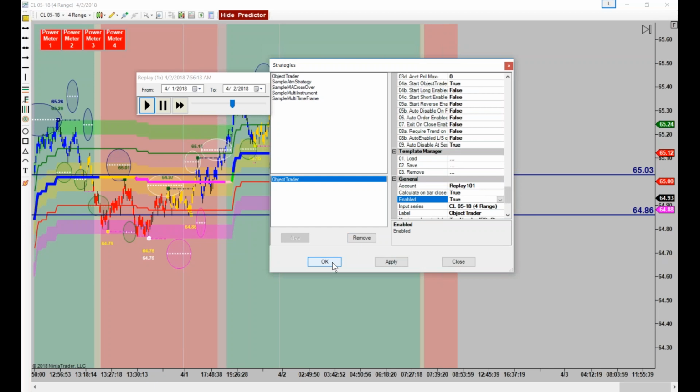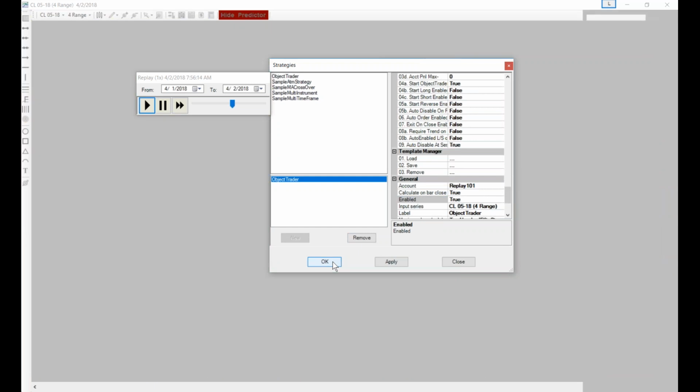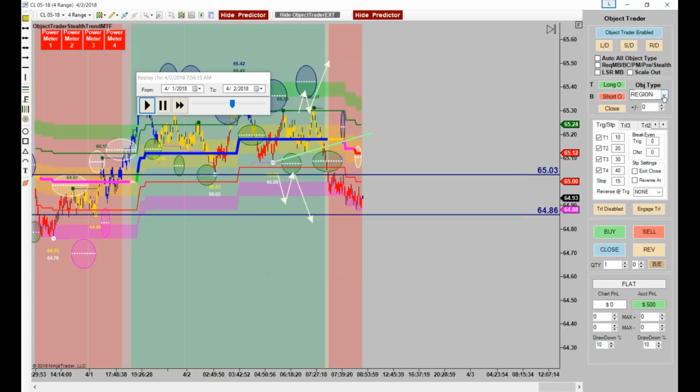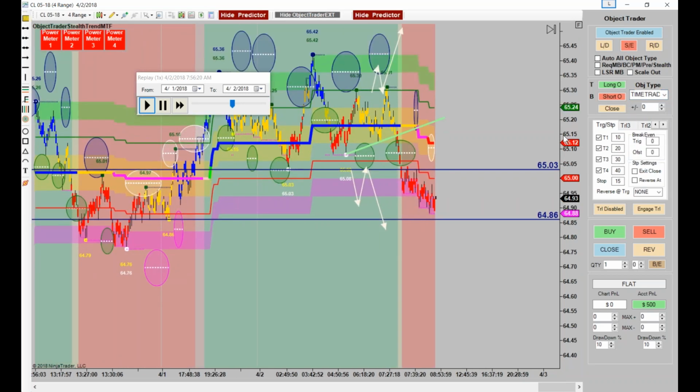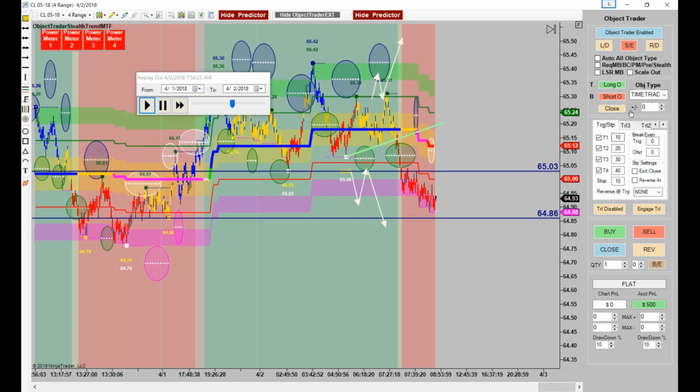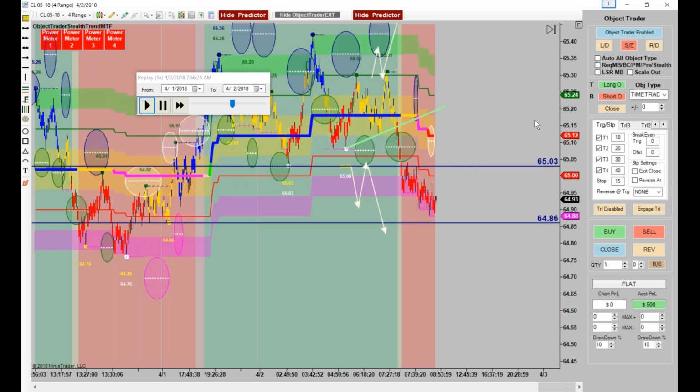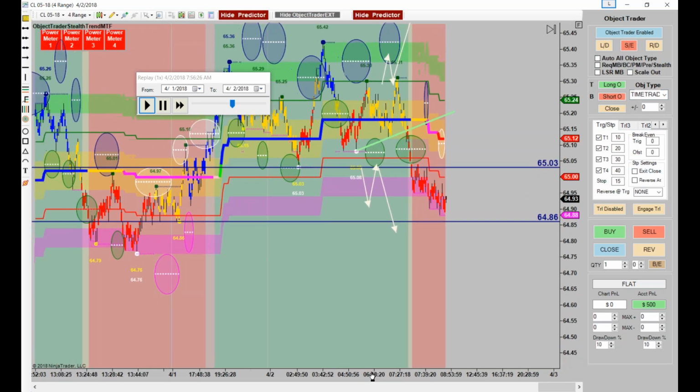Turn this on true, and we'll turn on time trader. We're looking for shorts, right? Now we could turn it on both ways, but one thing you want to do is be careful if you turn it on either direction. You want to just pretty much scalp against trends.